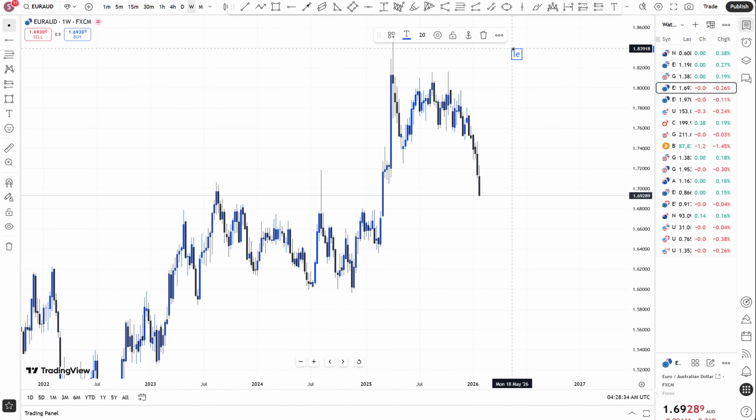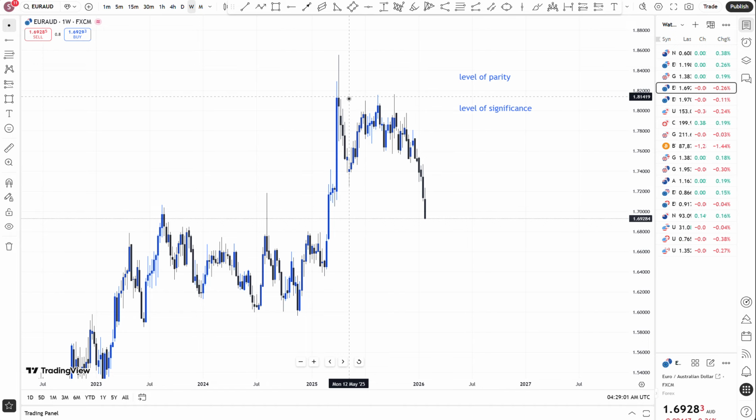The first one is the level of parity, and the next parameter is the level of significance. These are the two parameters that I will be using to plot my psychological levels. So first of all, we are looking at the level of significance, which automatically means highs and lows.